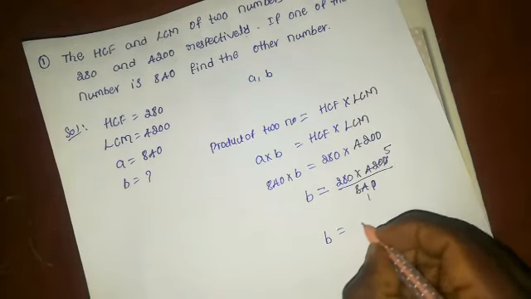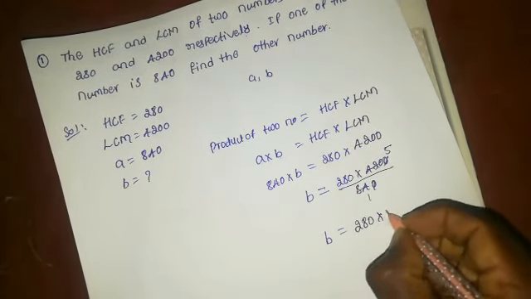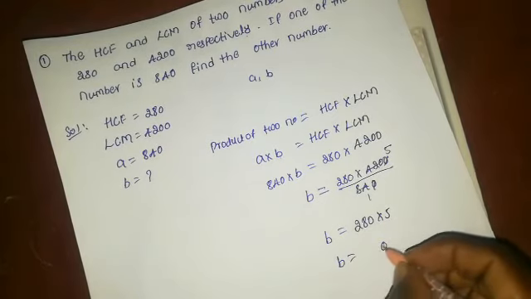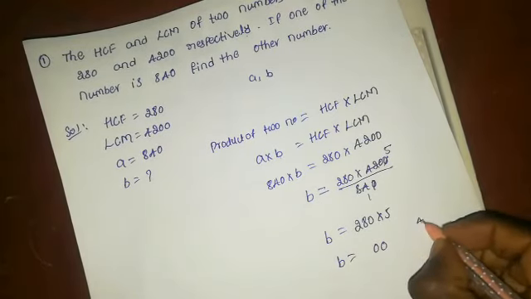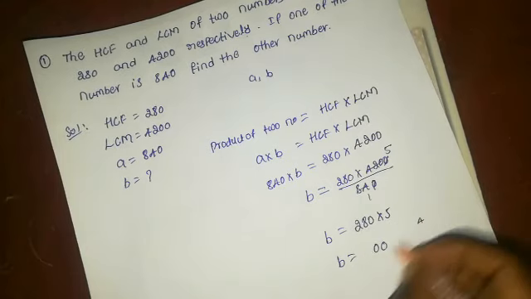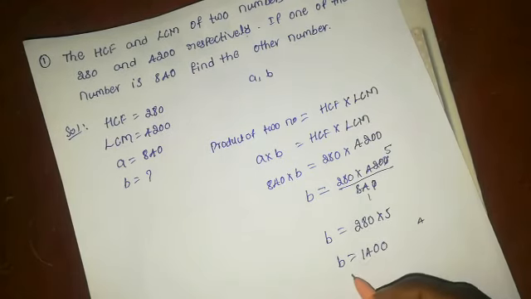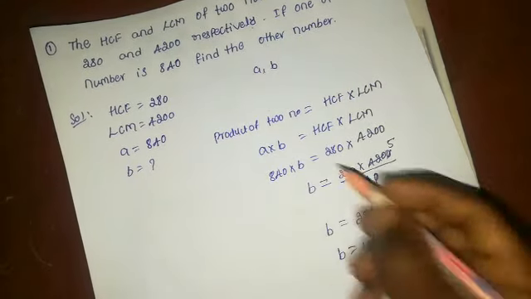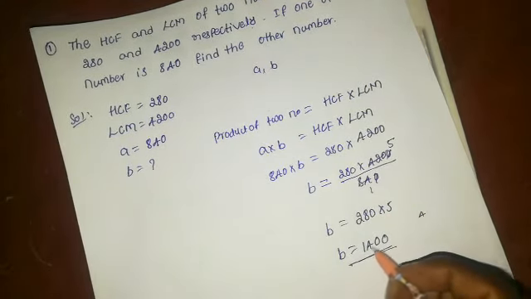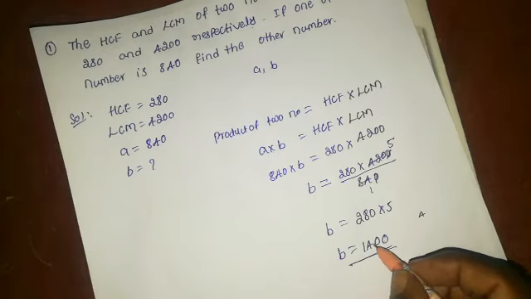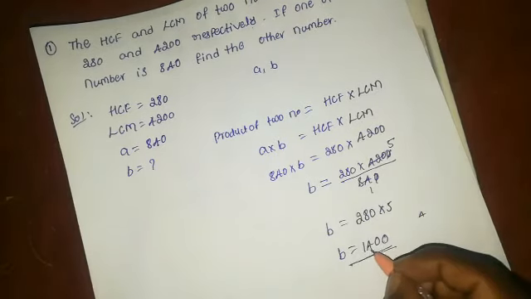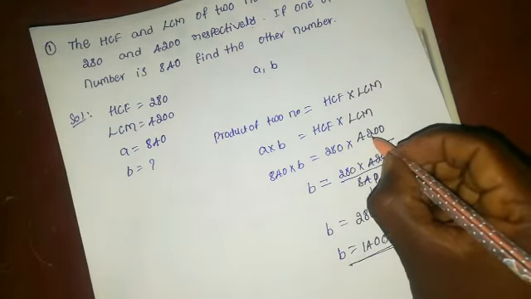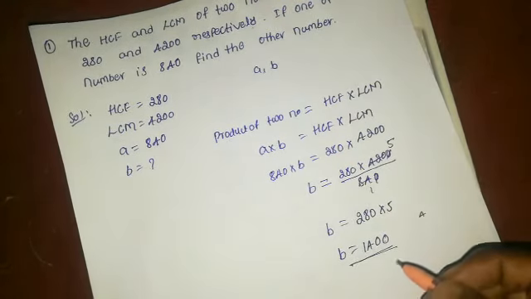B is equal to 280 into 5. Now we have to multiply these two. 5 eights are 40, 4 is remainder. 5 twos are 10, 10 plus 4 is 14. The other number is 1400. One number is 840, the other number is 1400. The HCF of 840 and 1400 is 280, and the LCM is 4200. Thus we found the other number.